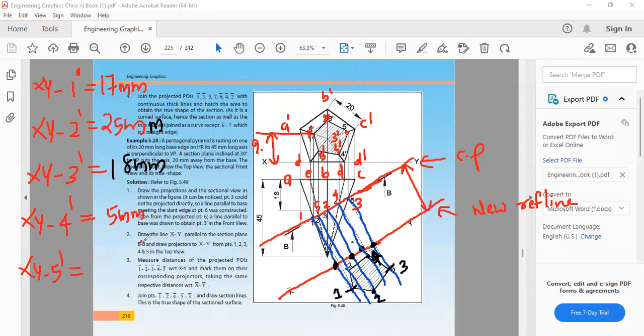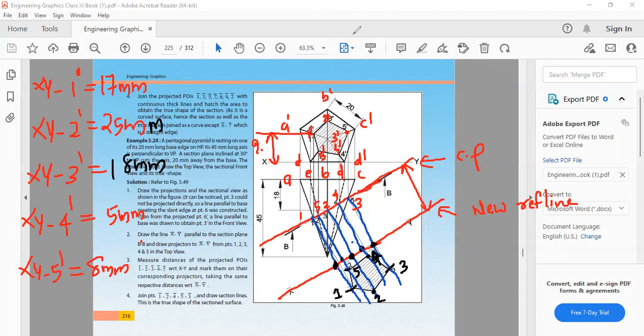6 or 7, 8. How much? 8. Okay. So XY line to 5 dash, 8 millimeter. So take 8 millimeter radius. This point center, cut here. So this is 5. Okay. So then join all these points.